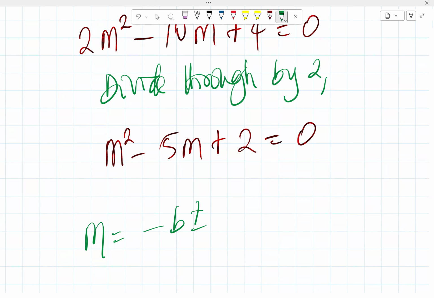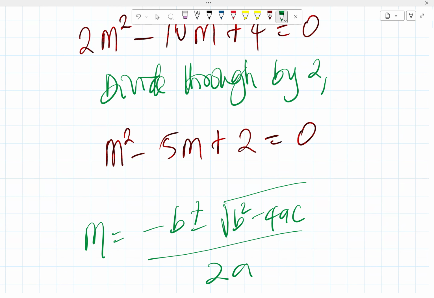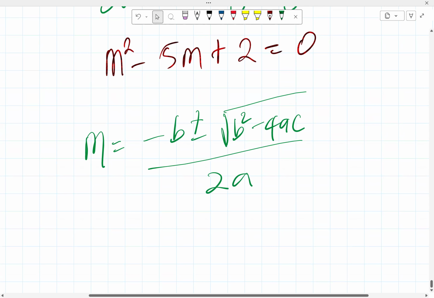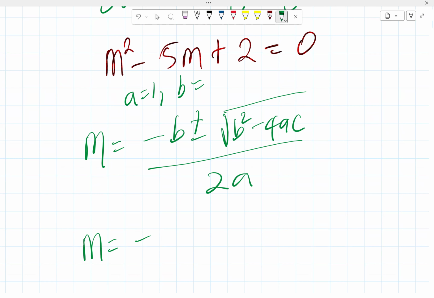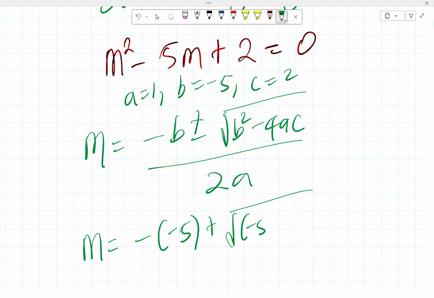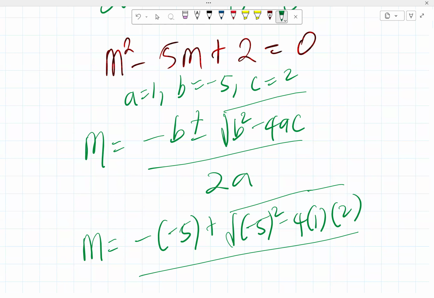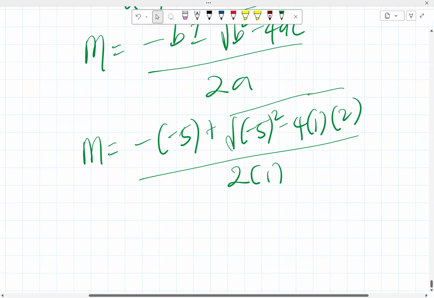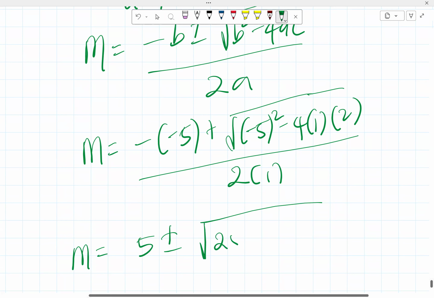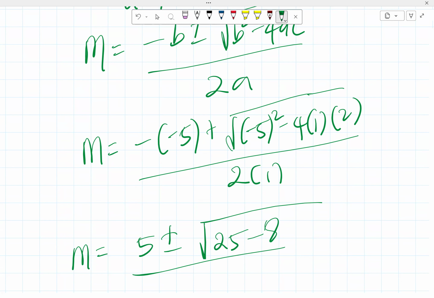m equals minus b plus or minus square root of b squared minus 4ac, all over 2a. This one is a bit complicated, but it's okay. So a here is 1, b is minus 5, and c is equal to 2. So that's minus minus 5 plus or minus square root of minus 5 squared minus 4 times 1 times 2, all over 2 times 1. So we have m equal to 5 plus or minus square root of 25 minus 8, all over 2.